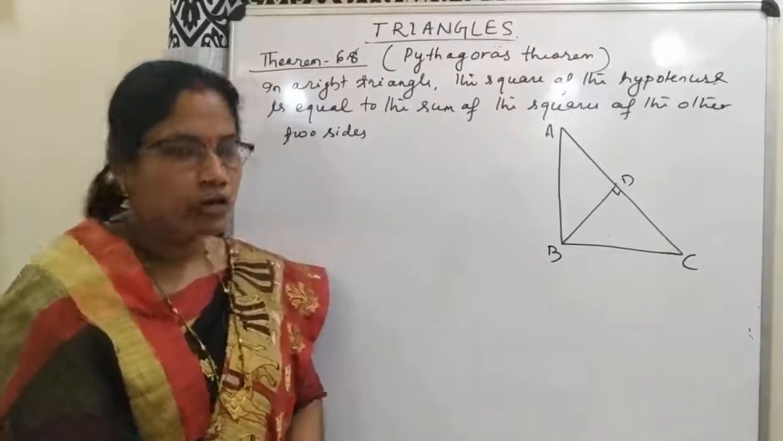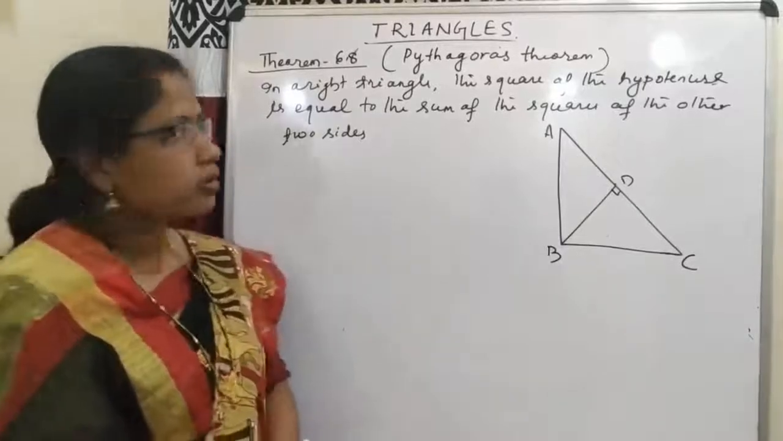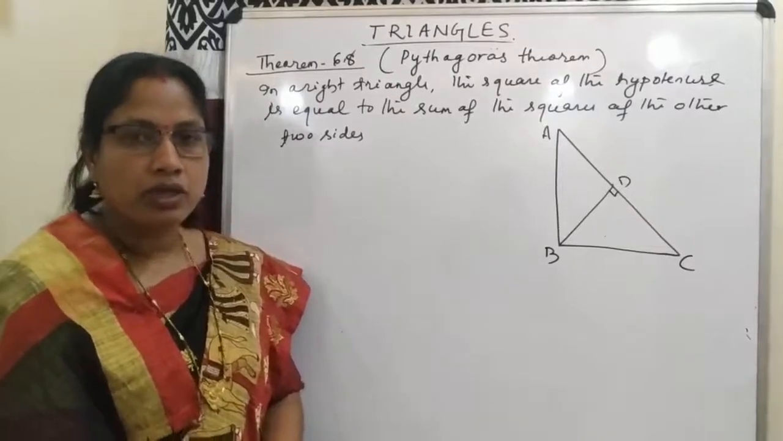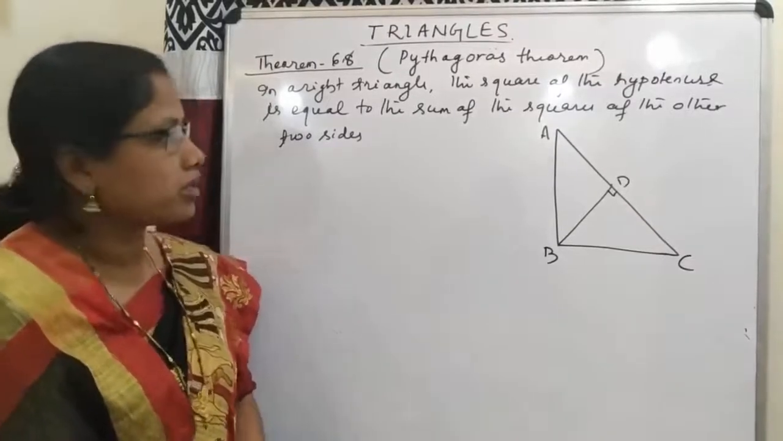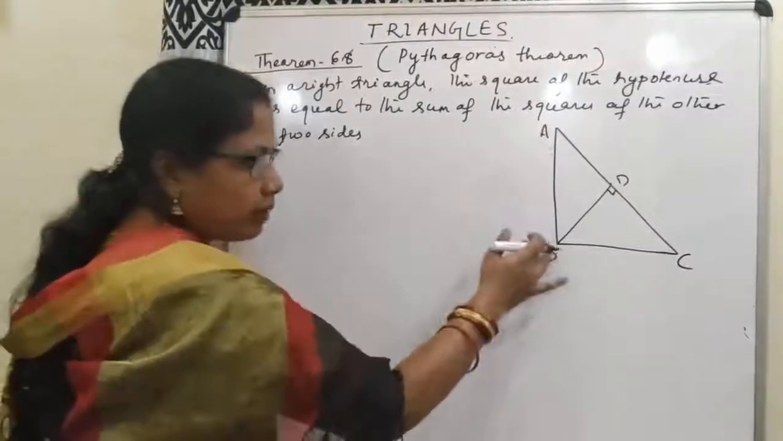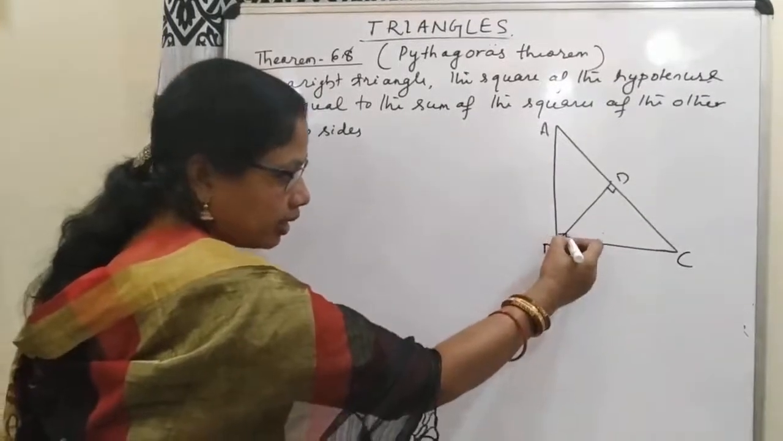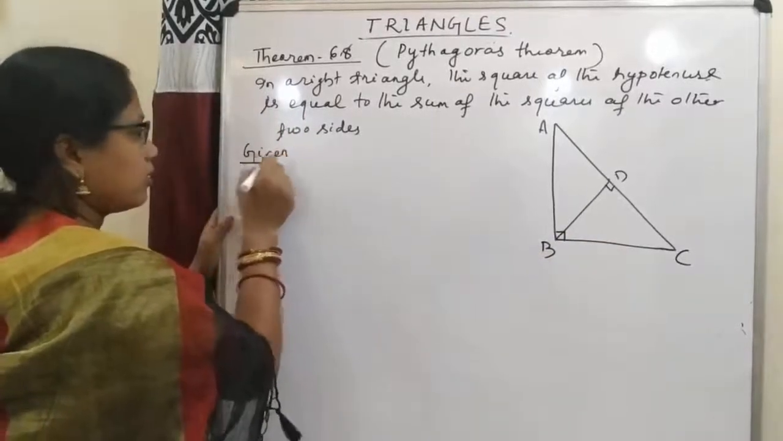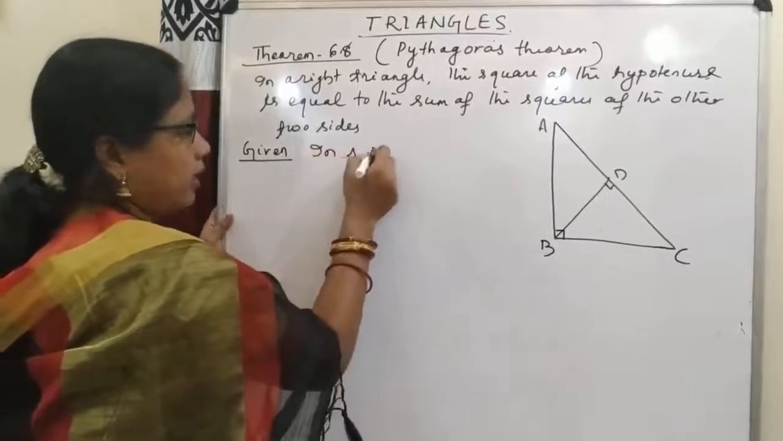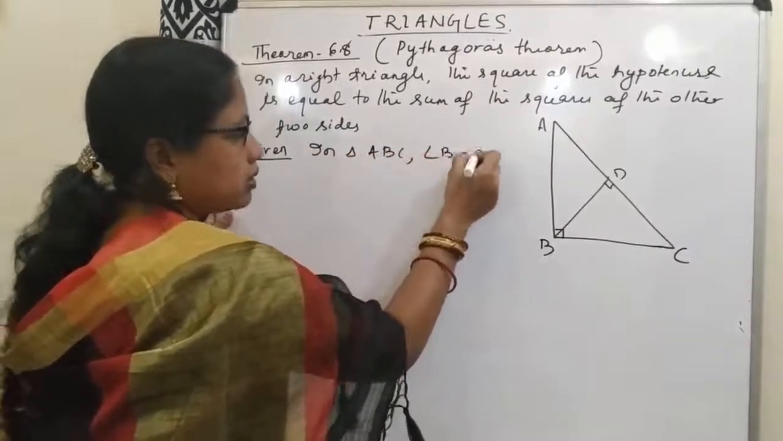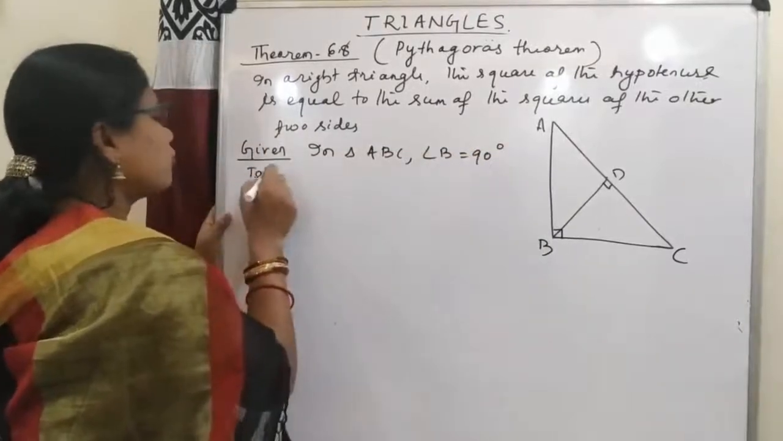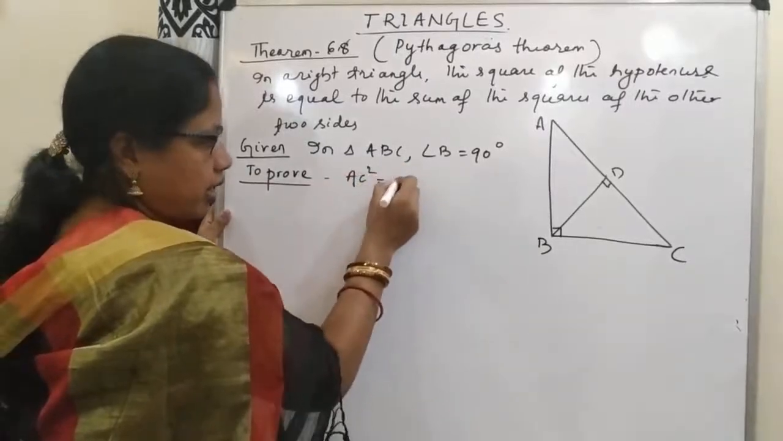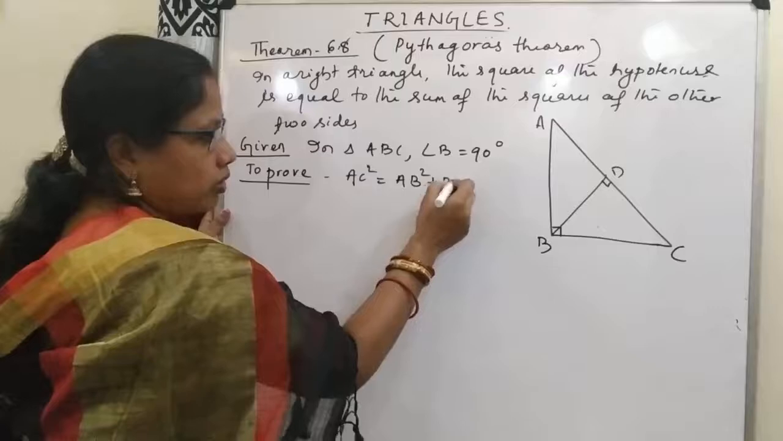Let us prove the Pythagoras theorem. The statement of the Pythagoras theorem is like this: in a right triangle, the square of the hypotenuse is equal to the sum of the squares of the other two sides. So here I am taking ABC as a right triangle with angle B equal to 90 degrees. Given, in triangle ABC, angle B is 90 degrees. Then to prove, the hypotenuse is AC, so AC square is equal to AB square plus BC square.